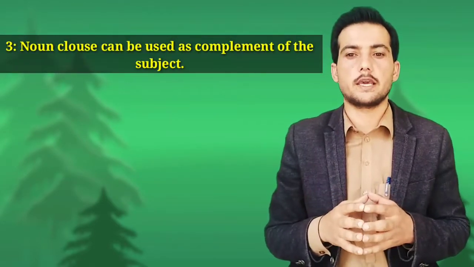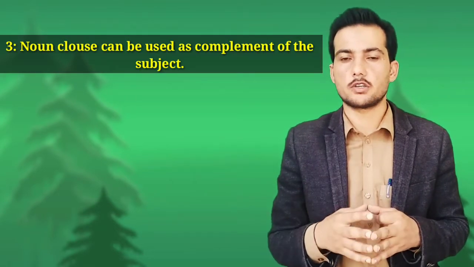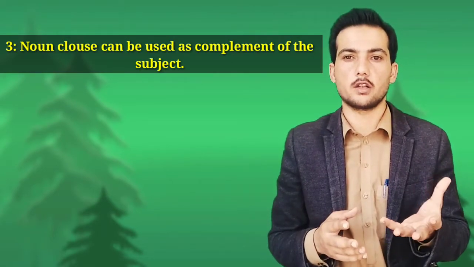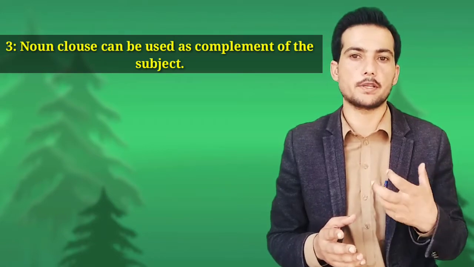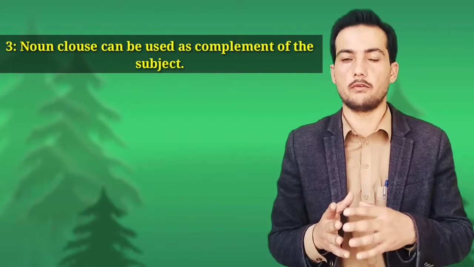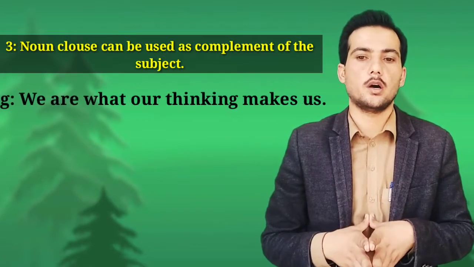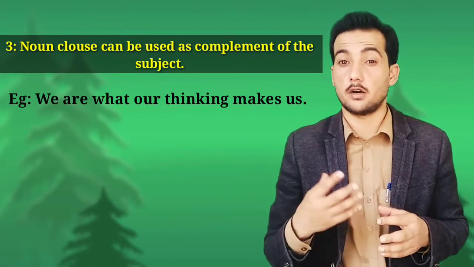A noun clause can be used as a complement of the subject. In simple words, you can say that a noun clause can also be used like a complement of the subject. And as you know, a complement is a word or group of words that completes the meaning of a subject. For example, we are what our thinking makes us.